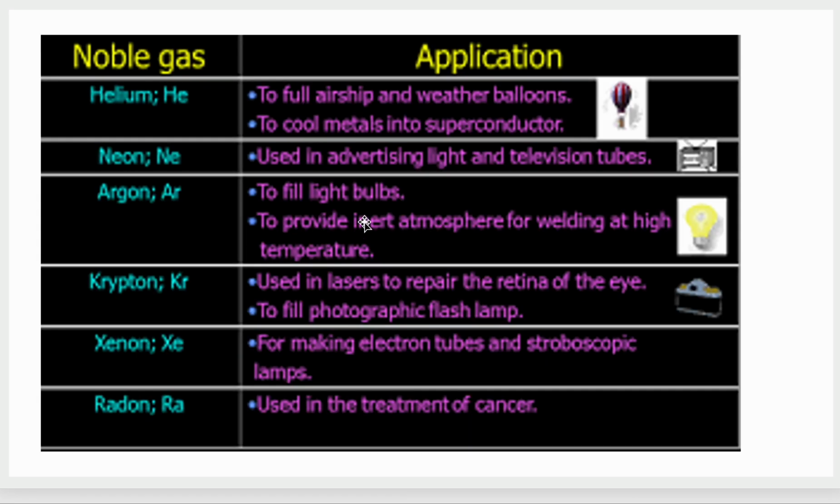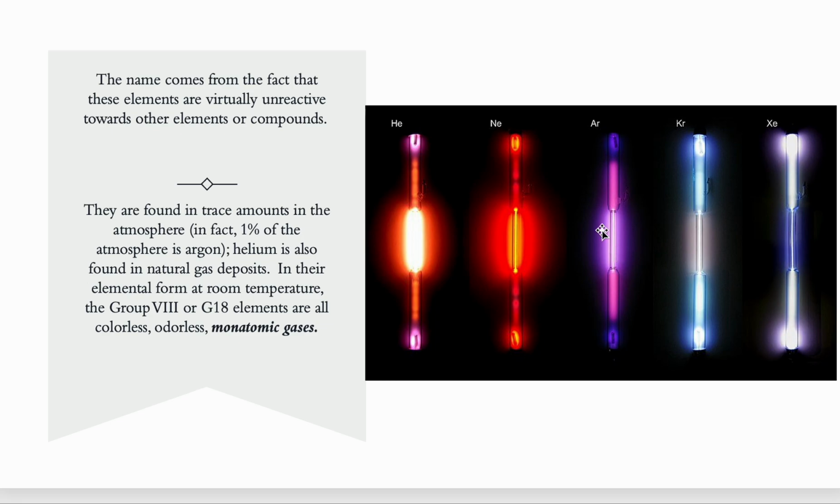Some of the uses for these: helium is used to inflate balloons, because it is unreactive, so it will not burn, and to cool metals into superconductors. Neon is used for lights. Argon is used to fill light bulbs, and then it gives a color. We know the color that argon can give right here. You see, it's this kind of purple.